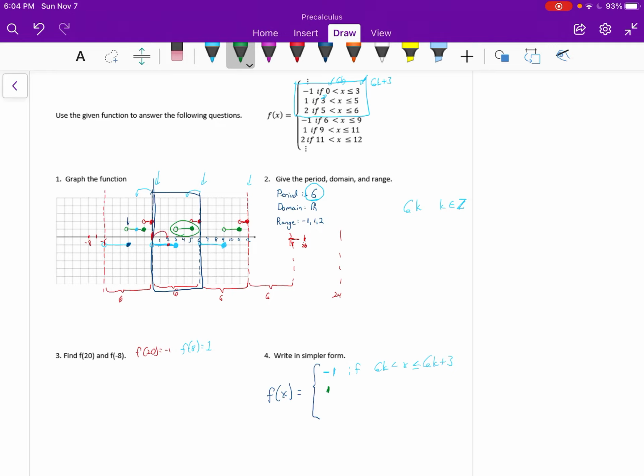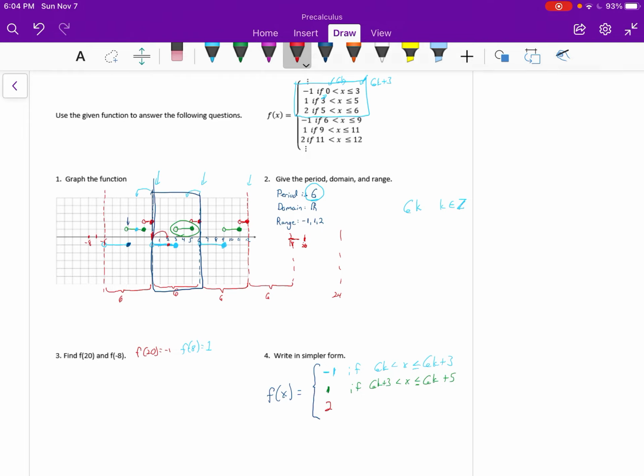Well, we're not using 3, we're using the 6k. So 6k represents kind of our 0. How do we get to 3? We add 3 to 0, so 6k plus 3 is less than x, and the right side is filled in, so it's going to be less than or equal to. And we need to go up to 5, so we have 6k plus 5. And then the function equals 2.